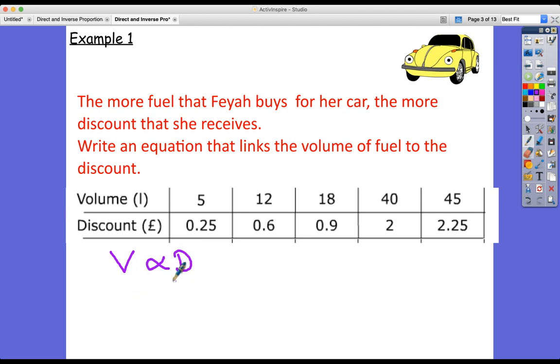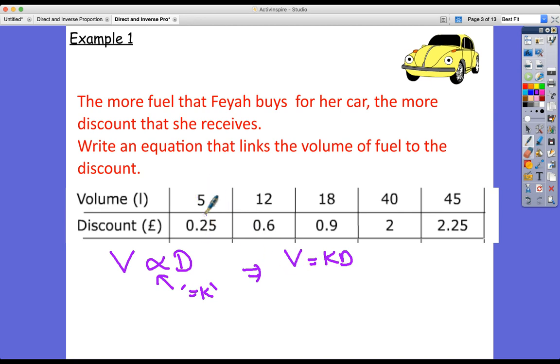Now, what we can actually do is, at this point, also know that this proportionality sign can be replaced by equals K. So what that does is we now write down V equals KD. Now, the K doesn't mean anything at the moment, but if we look for the common ratio between these sets of values, we'll be able to work out K and work out any volume given the discount or any discount given the volume.